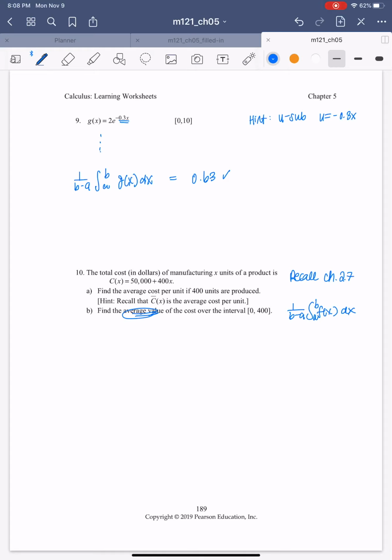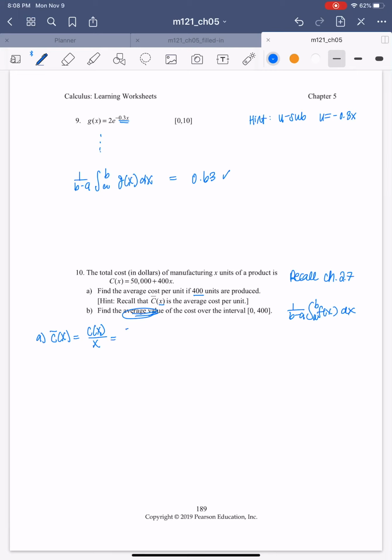So let's first begin with A. In A, we need to calculate C bar. My X will be 400, right? C bar of X. Now recall C bar of X from chapter 2.7, the formula is the cost function divided by X. That was how we calculate the average: the cost function, whole thing, divided by X.